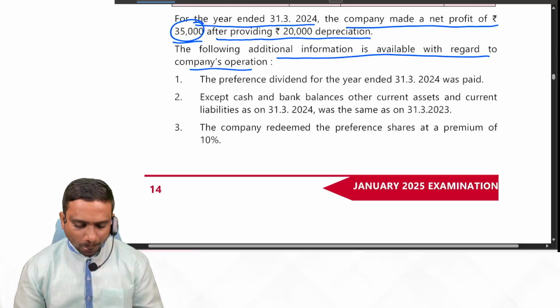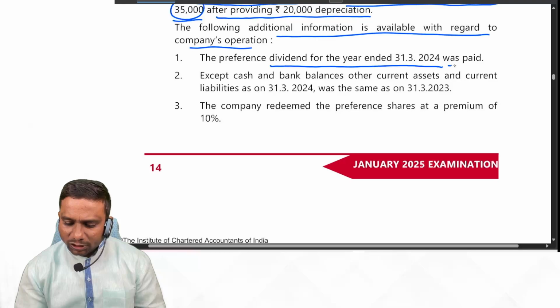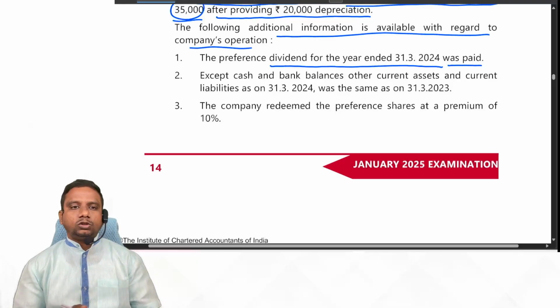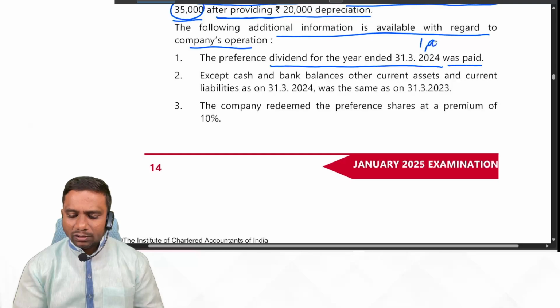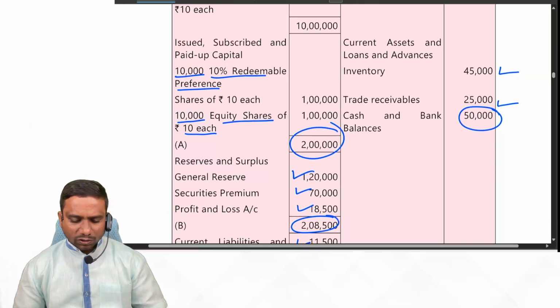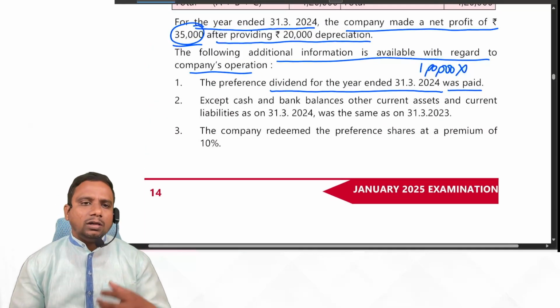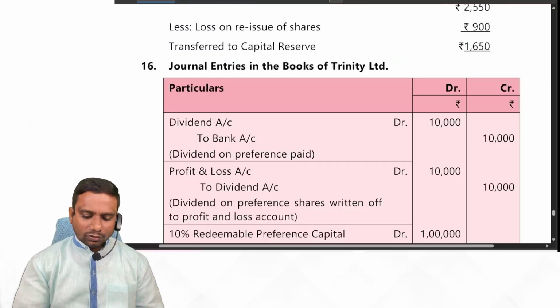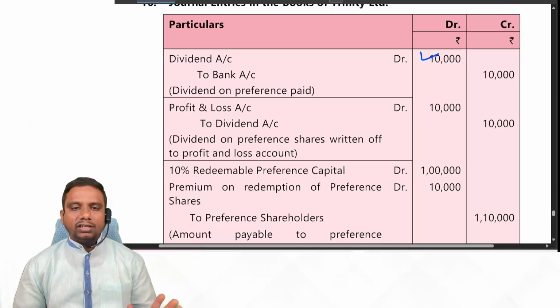Observe carefully. The preference dividend for the year ended 31st March 2024 was paid. We have to pay preference dividend. First, calculate how much preference dividend we have to pay. Preference share capital 1 lakh into the rate of fixed dividend 10%. So that 10,000 we have to pay as preference dividend. What is the entry we record? Preference dividend account debit to bank account. The entry we record.